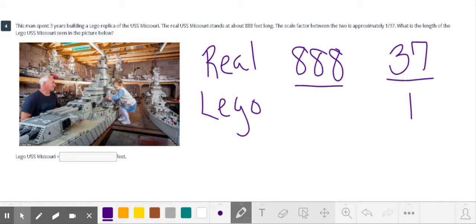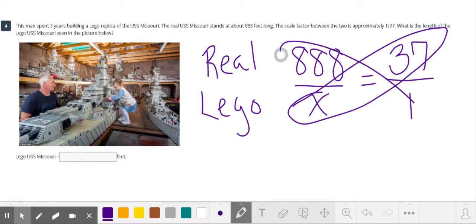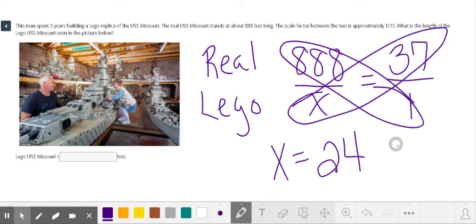So we're trying to find out how long the Lego ship is altogether. So that's where our x goes. And then we cross multiply and we solve. And x should be 24 feet.